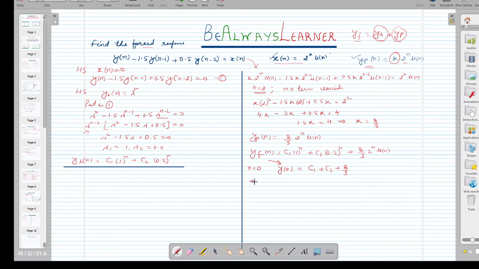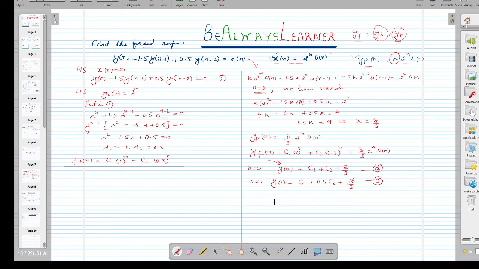In the same way, at n is equal to 1, y1 will be equal to c1 plus 0.5 c2 plus 16 by 3. So these are the two equations we are having, right? So we can write it equation number 2 and equation number 3. Now from these two equations we are having here.